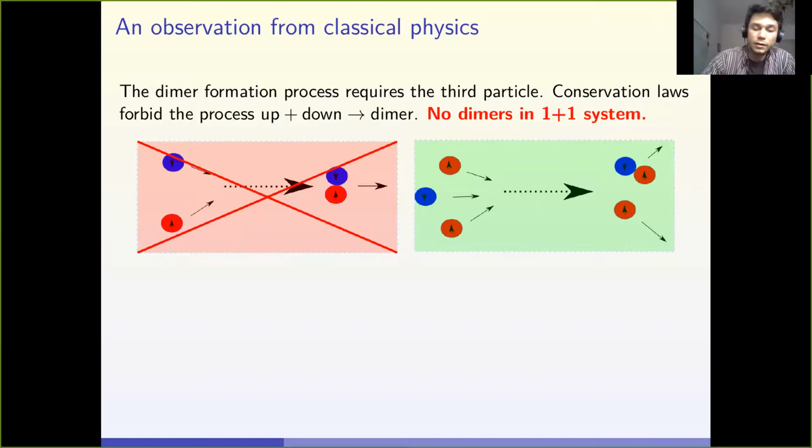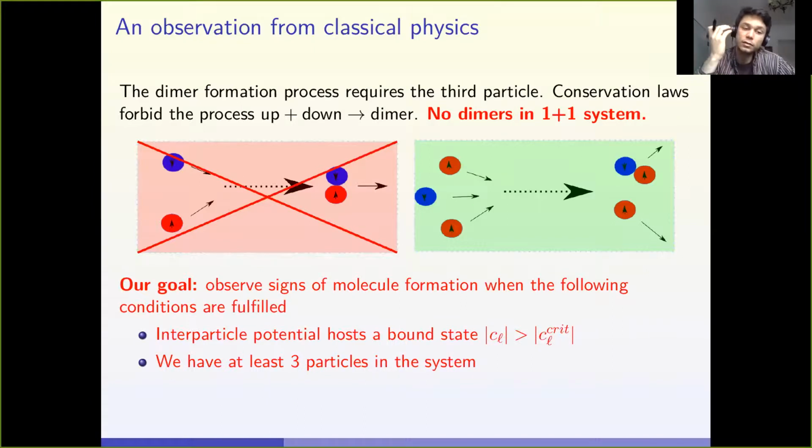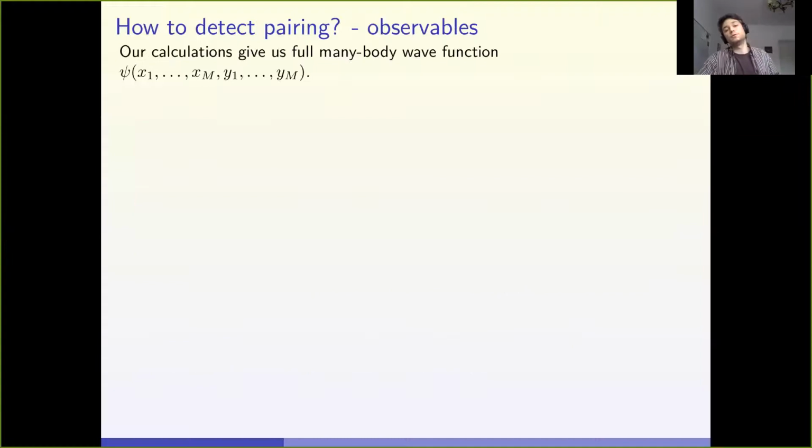Okay. To sum up, we would like to observe the signs of molecule formation when two conditions are fulfilled. The first one corresponds to the presence of the bound state, and this may be conveniently represented by the need of sufficiently large attraction strength. Okay, this is the first condition. And the second one is we need at least 3 particles in our system. So in 1+1, we do not expect molecule formation. And now we have to somehow deal with these observables.